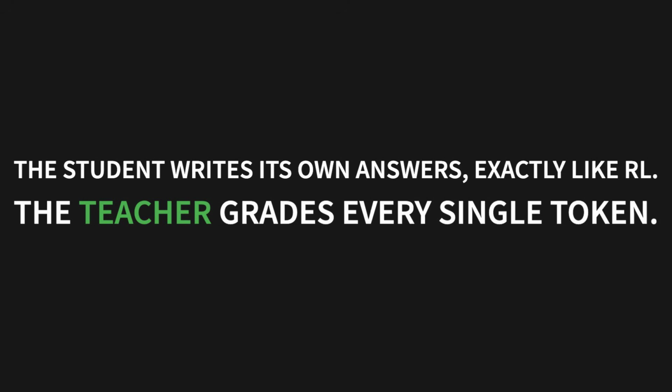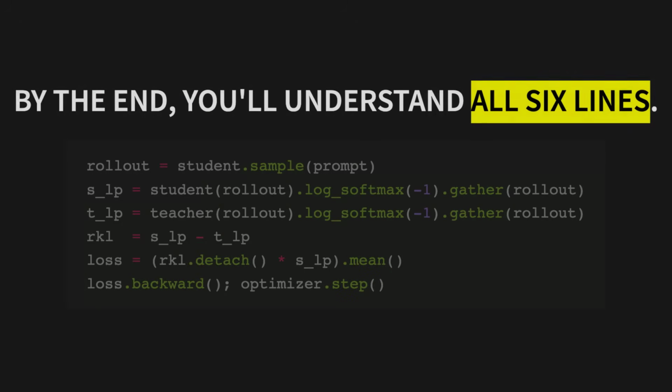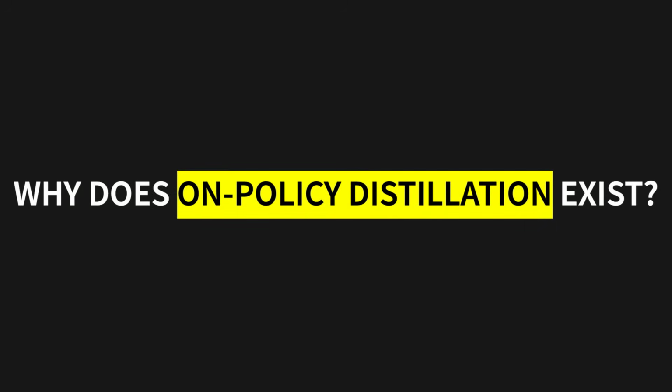In the next 20 minutes, we'll understand it and implement it. In fact, here's on-policy distillation, the complete implementation, 6 lines of PyTorch. You can already see the shape. The student samples at the top, the teacher grades in the middle, and the update lands at the bottom. It may look alien right now, and that's fine. By the end, you'll understand all 6 lines. Now, let's start with the motivation.